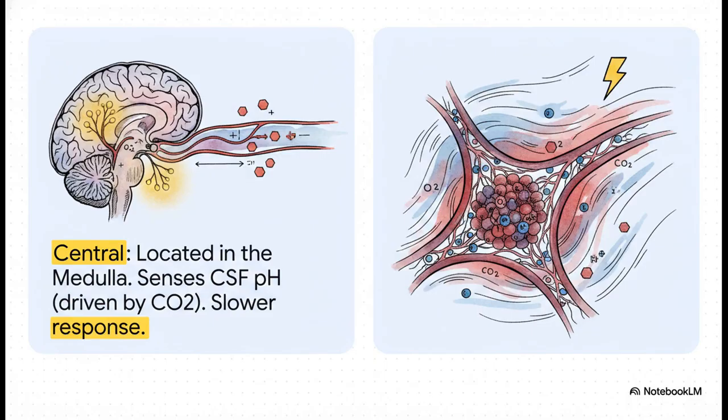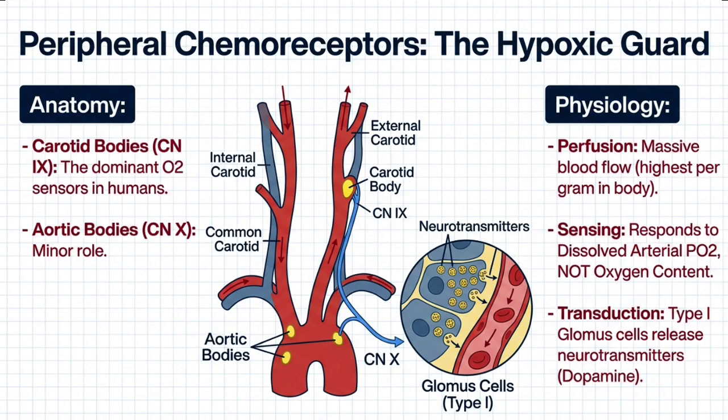Now, we have two main types of these sensors, and they're quite different. The central chemoreceptors are right there on the ventral surface of the medulla. They're the absolute main drivers of our response to CO2. But they don't sense CO2 directly. They sense changes in the pH of the cerebrospinal fluid. On the other hand, you have the peripheral chemoreceptors in the carotid and aortic bodies. Think of these as our first line of defense against low oxygen. Their primary stimulus is a low arterial PO2. They're also much faster to respond.